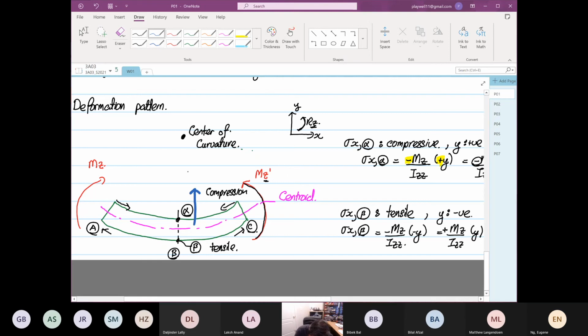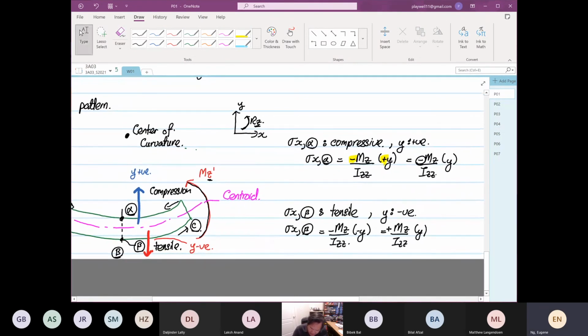Relative to the centroid, anything that is above the centroid, y is positive. Anything away from the centroid, y is negative. Okay, I want you all to see that. So that's how we define what is compression or tension.